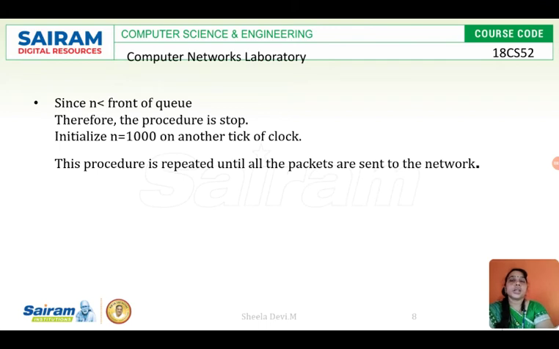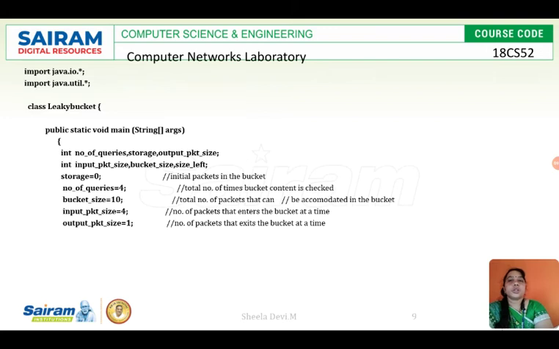Since n is less than the front of the queue, the procedure should be stopped. If it comes to 0, then what will happen? We have to stop the procedure. Again initialize n for the next tick. Again we have to start. Initialize n equal to 1000 on the next tick, then repeat the same process. This is how the leaky bucket algorithm works.